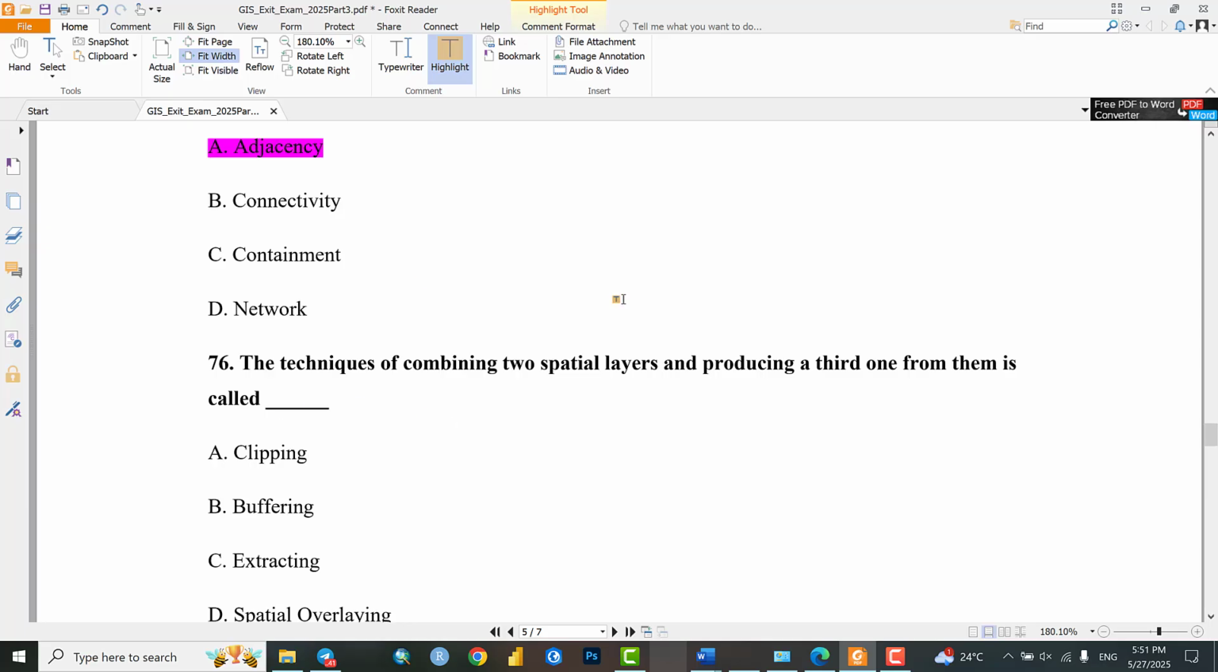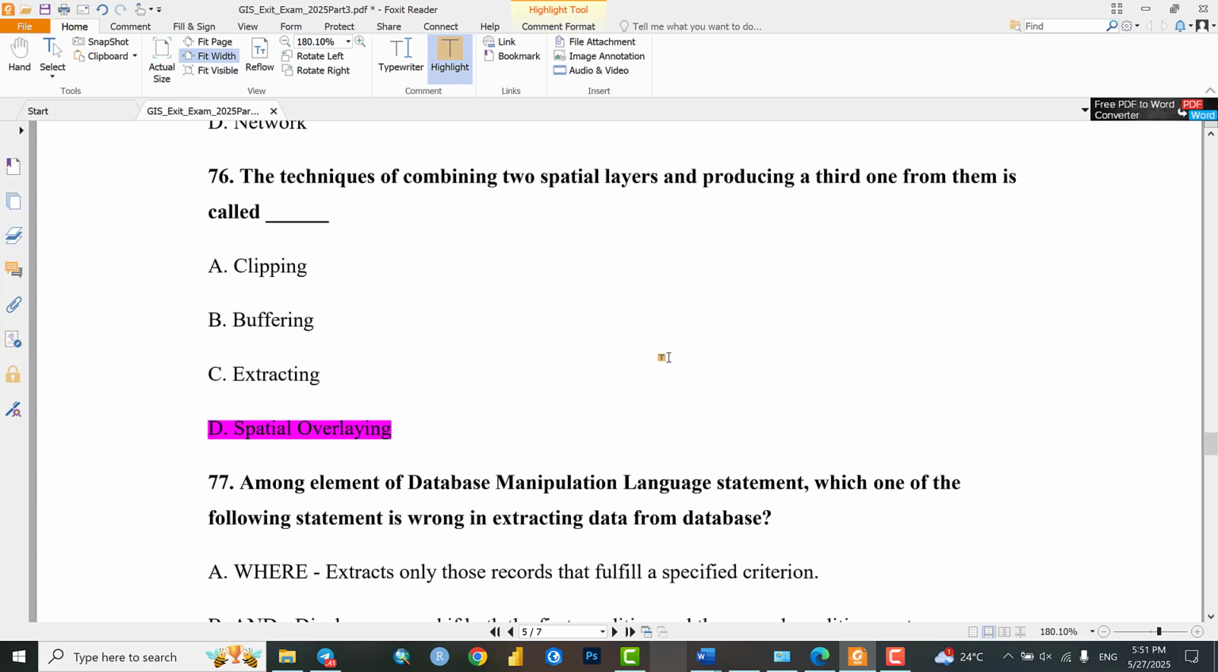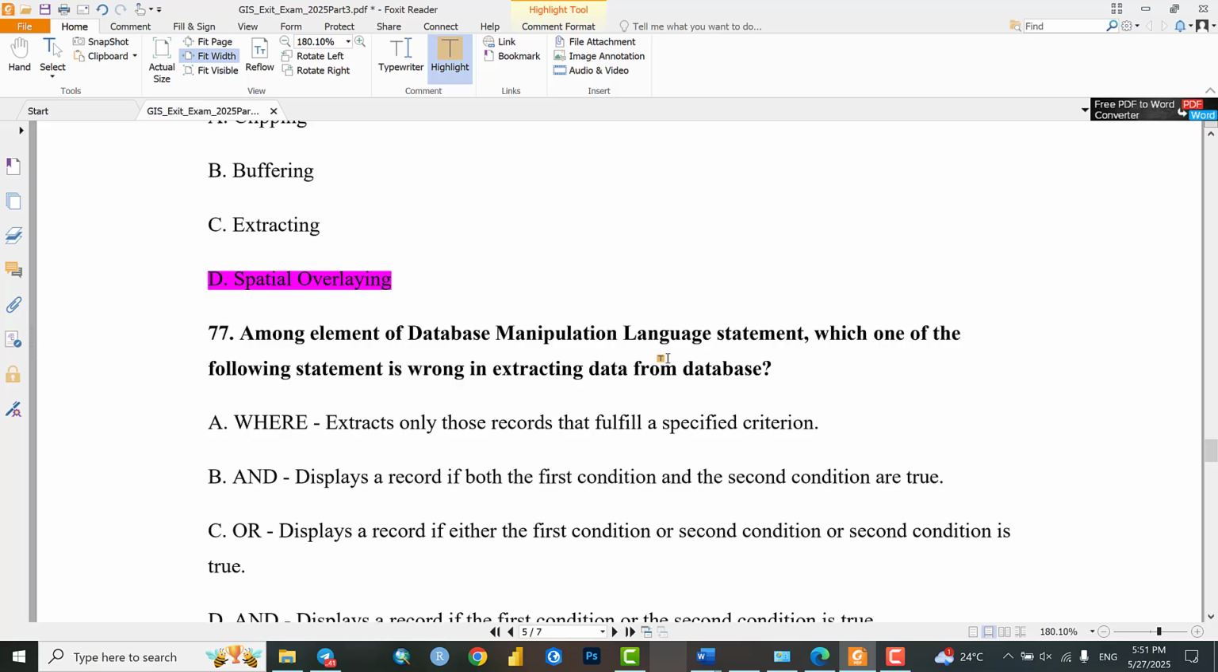76. The technique of combining two spatial layers and producing a third one from them is called clipping, buffering, extracting, spatial overlaying. So this is called spatial overlaying. Two, three, or more layers are combined in order to give one combined layer or one result, which is called overlay analysis or spatial overlay.